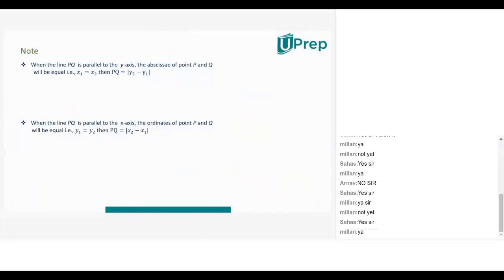Now look at the second property. If the line PQ is parallel to the x-axis, then the ordinates of P and Q will be equal. And the length PQ is |x2 minus x1|.